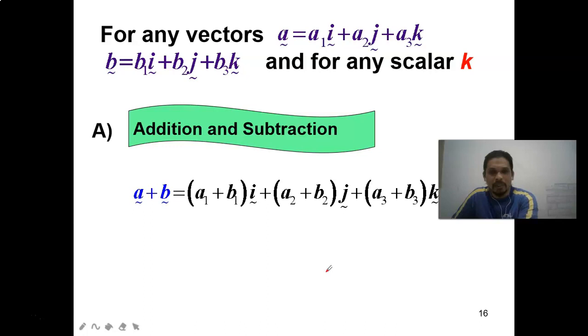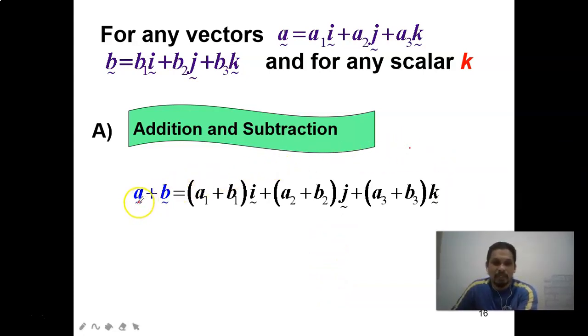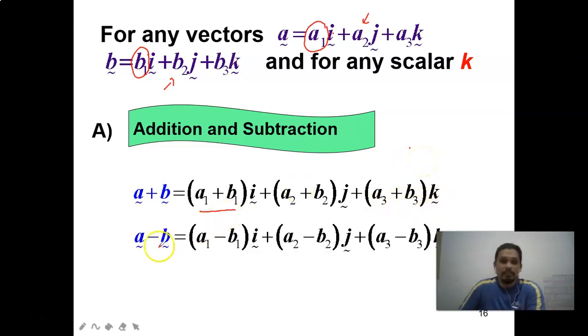So for any vectors A and B, and for any scalar k, the addition and subtraction of vector A plus vector B. So we add the magnitude of the same direction, I with I, then we get A1 plus B1 for I, then A2 with B2 for J, and also A3 with B3 for K. Then subtraction of 2 vectors is the opposite of this, where we only operate between the magnitudes of I with I, J with J, and K with K. Okay, as you see on the screen here now.